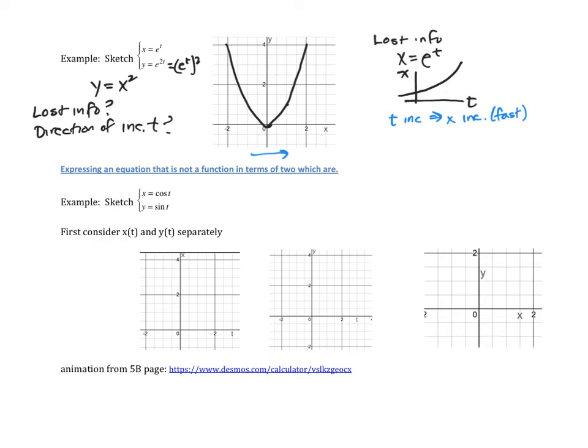But on this graph, you can see that x is always greater than 0. E to the t does not go below the x-axis. So note, x is always greater than 0, not even equal to 0, greater than 0. And so that means that over here, x can't be 0. So x is going to be, as t goes to negative infinity, x gets close to 0. But it never equals 0, so something like this. And then it's going to move to the right fast.